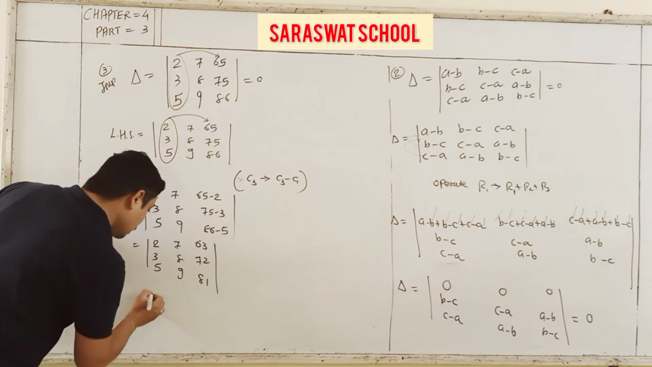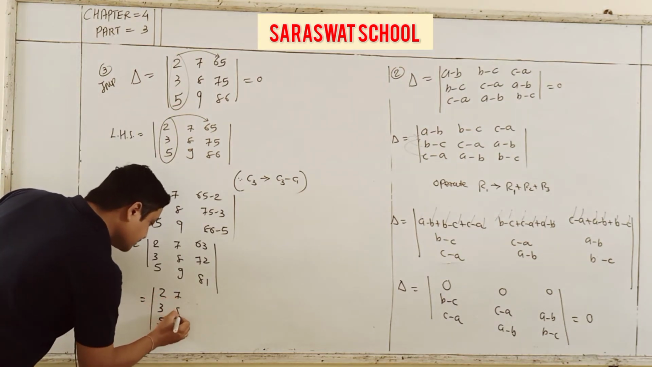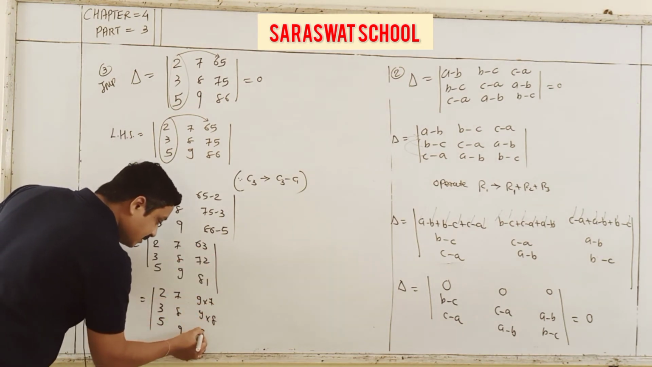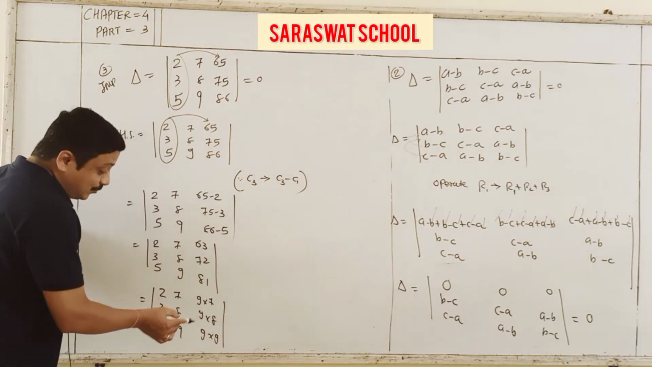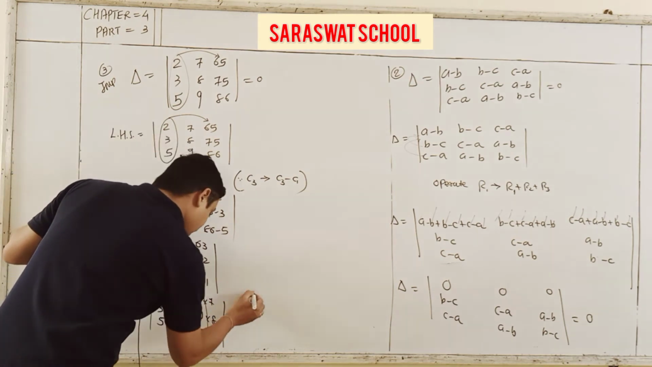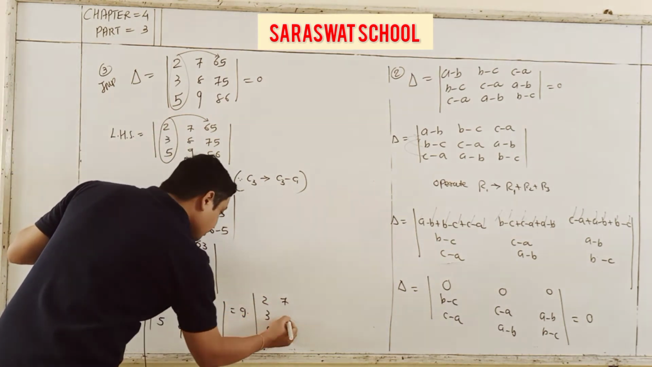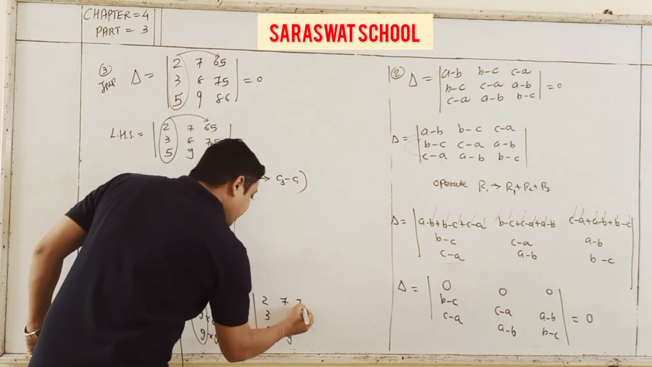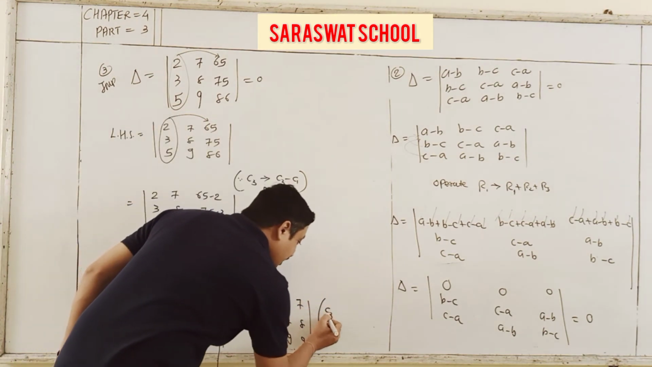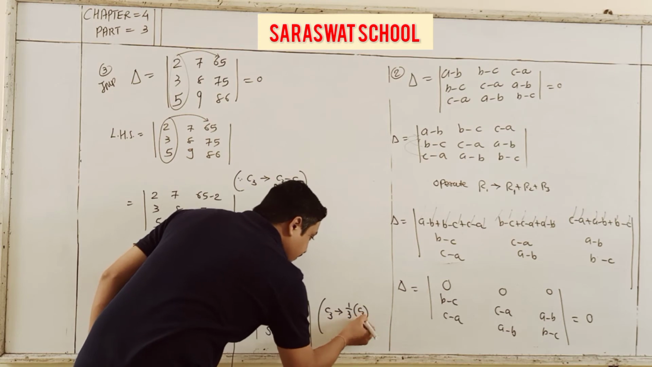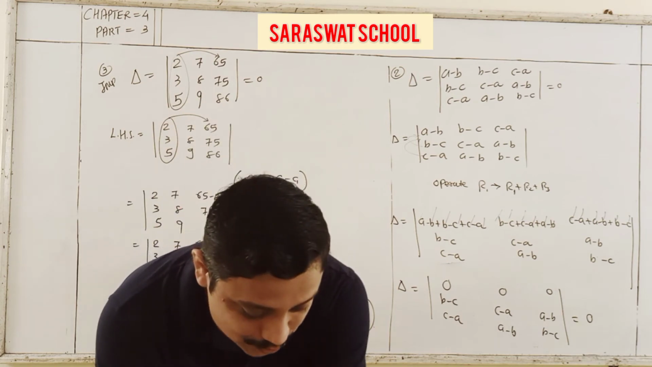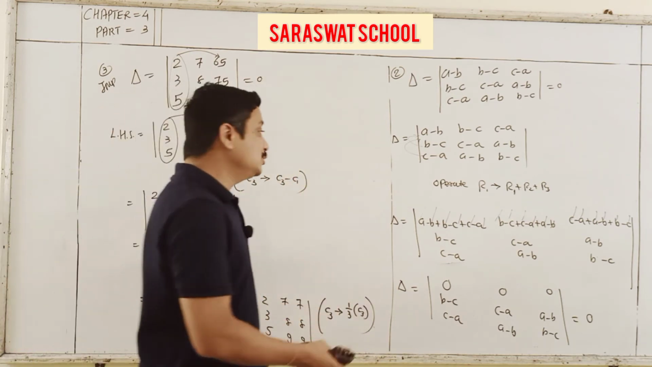Now definitely, in the final column, 63, 72, 81 are multiples of 9: 9 sevens, 9 eights, and 9 nines. You will take 9 common outside. The remaining are 2, 3, 5, 7, 8, 9, and again 7, 8, 9. Taking 9 common from column 3, the answer is 0, because two columns are the same: column 2 and column 3.